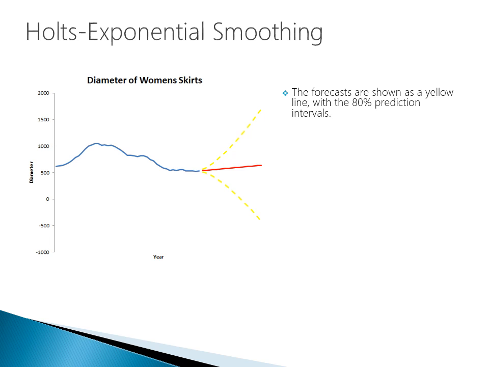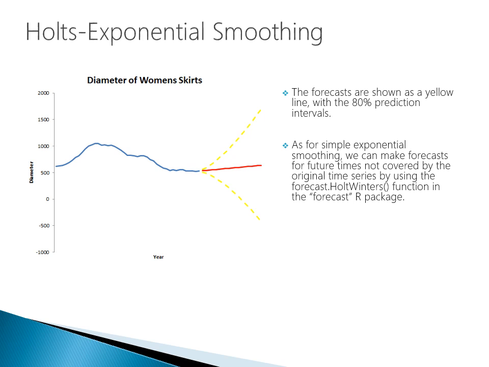The forecasts are shown as a yellow line with the 80% prediction intervals. So if I'm looking at this data developed over time, it looks a little more compact because of the size of the prediction intervals in this example, but it's the same data that we had. We can see the development of our red line and the possible errors in there, or our confidence at the 80% level. And as for simple exponential smoothing, we can make forecasts for future times not covered by the original time series by using the forecast.HoltWinters function in the forecast R package.